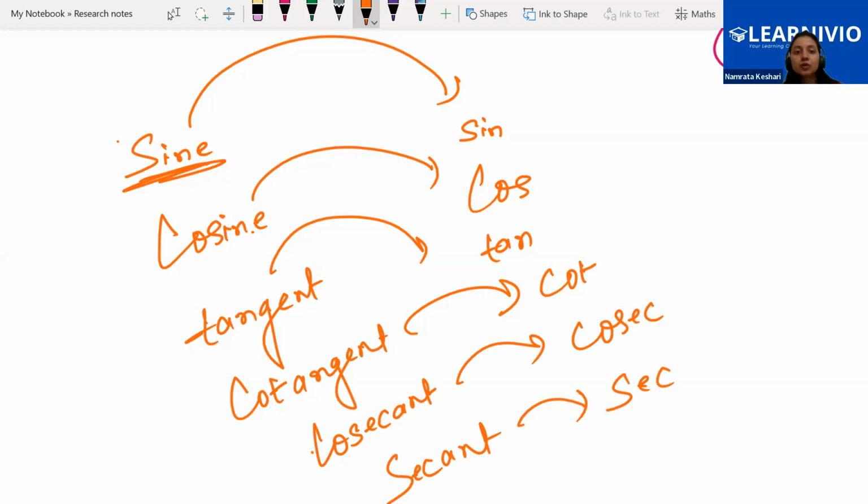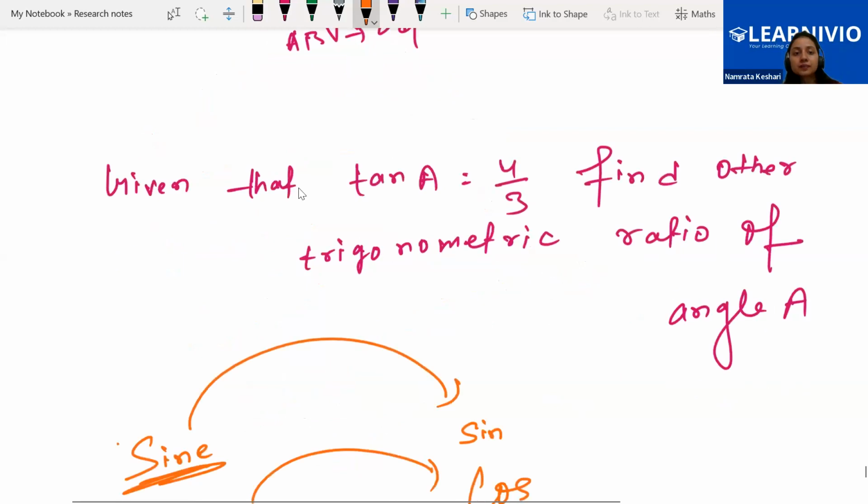If you have noted down this question, please do it by yourself. We will start our next class with this question.